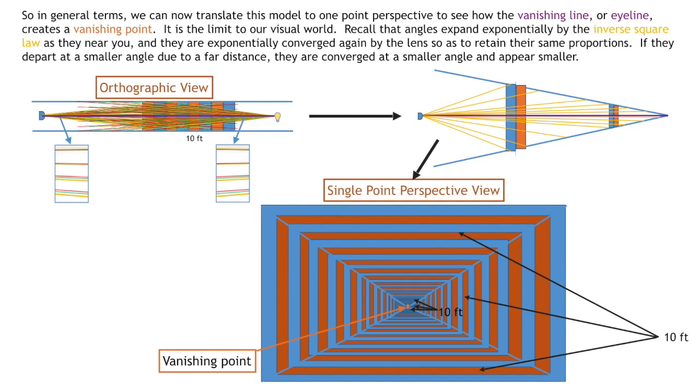So in general terms, we can now translate this model to a one-point perspective to see how the vanishing line or eye line creates the vanishing point. It is the limit to our visual world. Recall that angles expand exponentially by the inverse square law as they near you, and they are exponentially converged again by the lens so as to retain their same proportions. If they depart at a smaller angle due to a far distance, they are converged at a smaller angle and appear smaller.